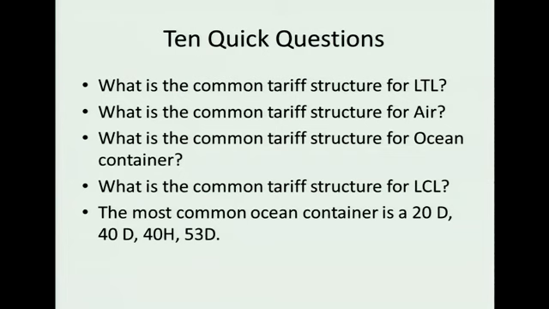What's the common tariff for an LTL carrier? What do you have to know to get an LTL tariff to run?